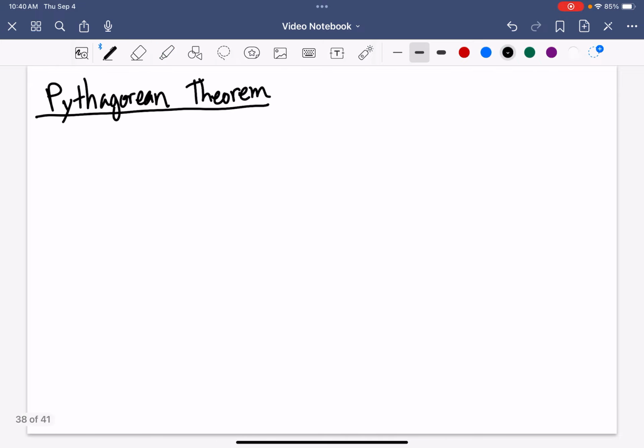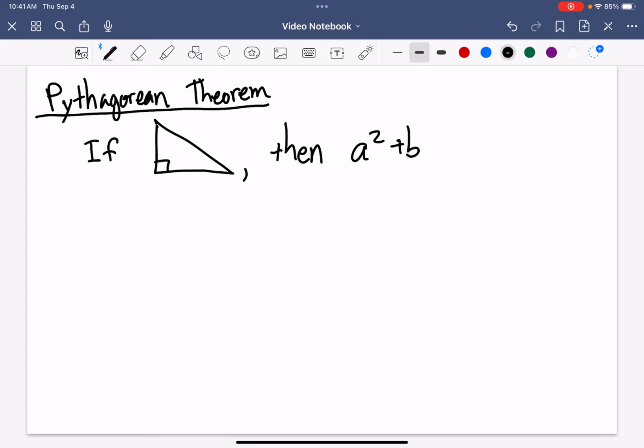Okay, so the Pythagorean theorem, there's a couple of parts to it. The first part is the actual theorem itself. And the way it works is if we have a right triangle, then we get this really famous equation, which is a squared plus b squared is equal to c squared. When we plug numbers in, it will be true if we have this right triangle.